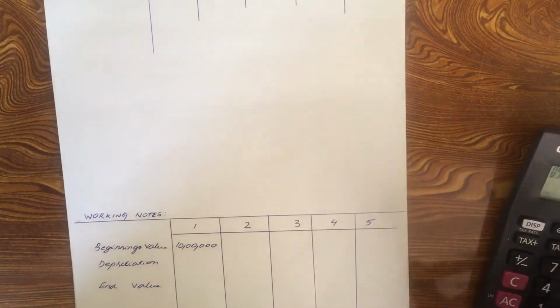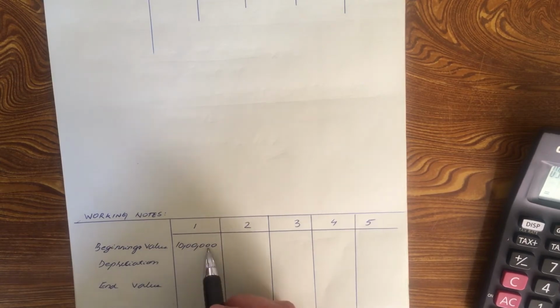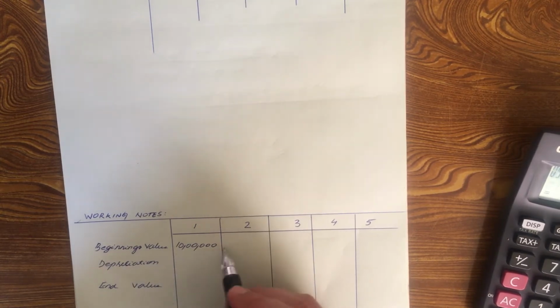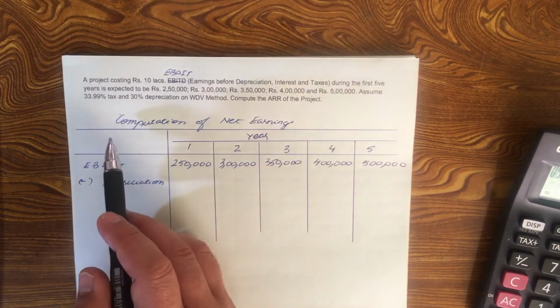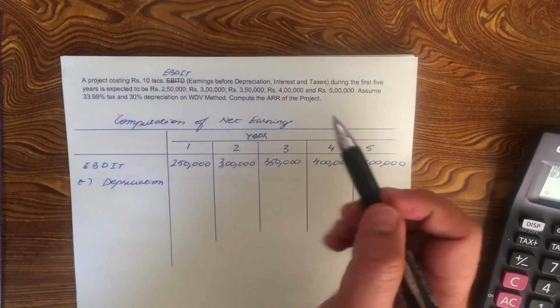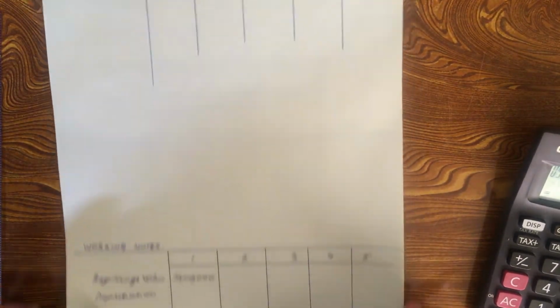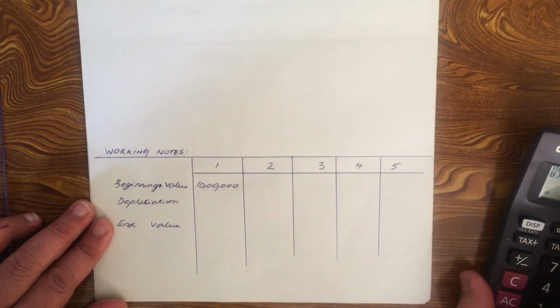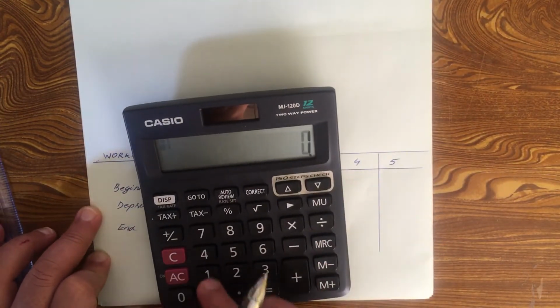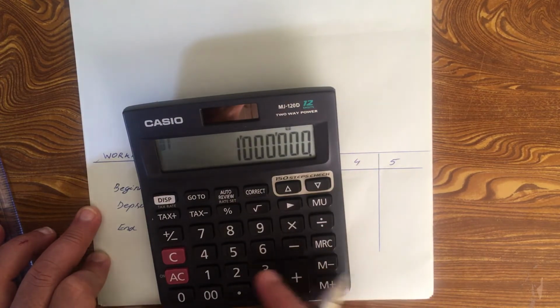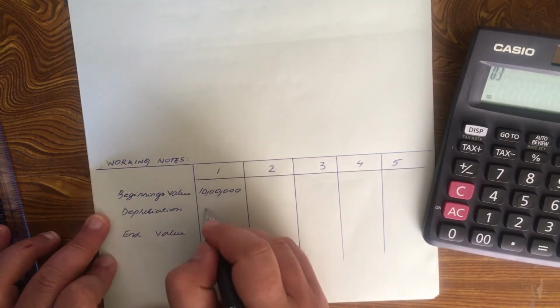Now, what is the depreciation here? How will you find out depreciation? Depreciation is equal to the cost of the project minus scrap value, divided by the life of the project, which is 5 years. In this problem, there is no scrap value. Only the cost of the project, 10 lakhs, and the life, 5 years, are given. So the depreciation in the first year will be 10 lakhs divided by 5, so 2 lakhs.